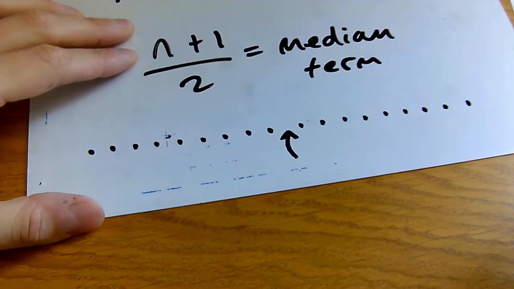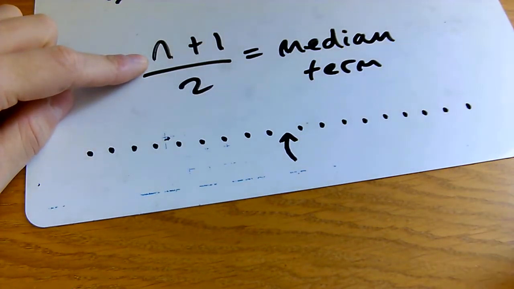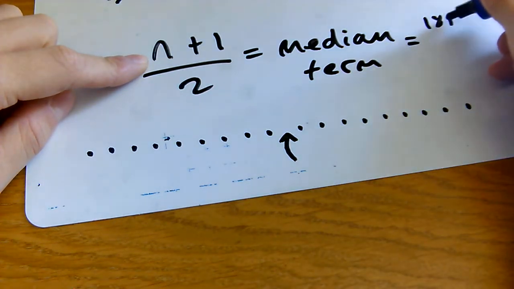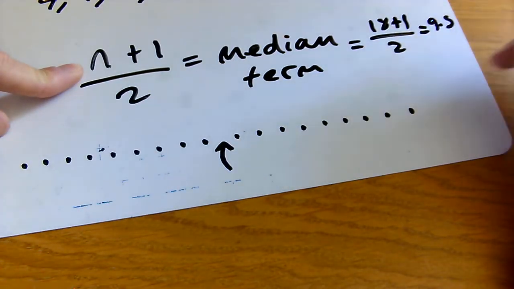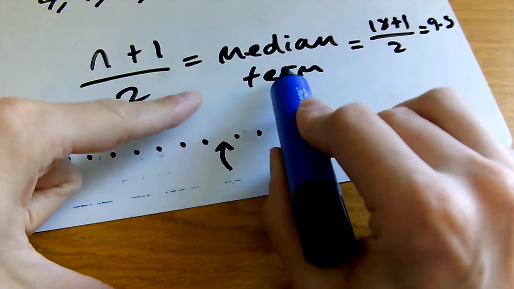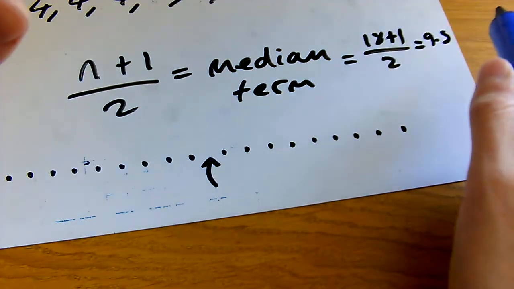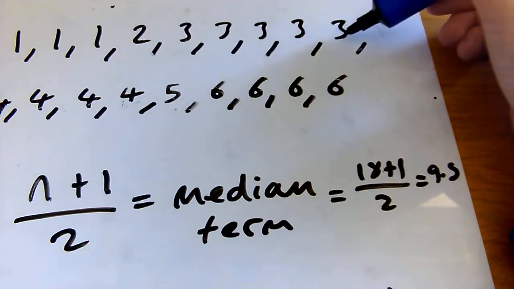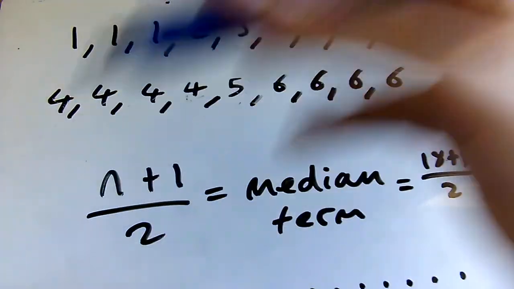Well, that's what this formula is telling you. Take 18, add 1 to get 19, divide that by 2, and in this case, you're going to get 9.5. Now, it's not saying the median is 9.5, it's saying the median term is the 9.5th term. In other words, it's halfway between the 9th and the 10th term. So it's halfway between these two. Now, the 9th term is 3, the 10th term is 4. What's halfway between 3 and 4?